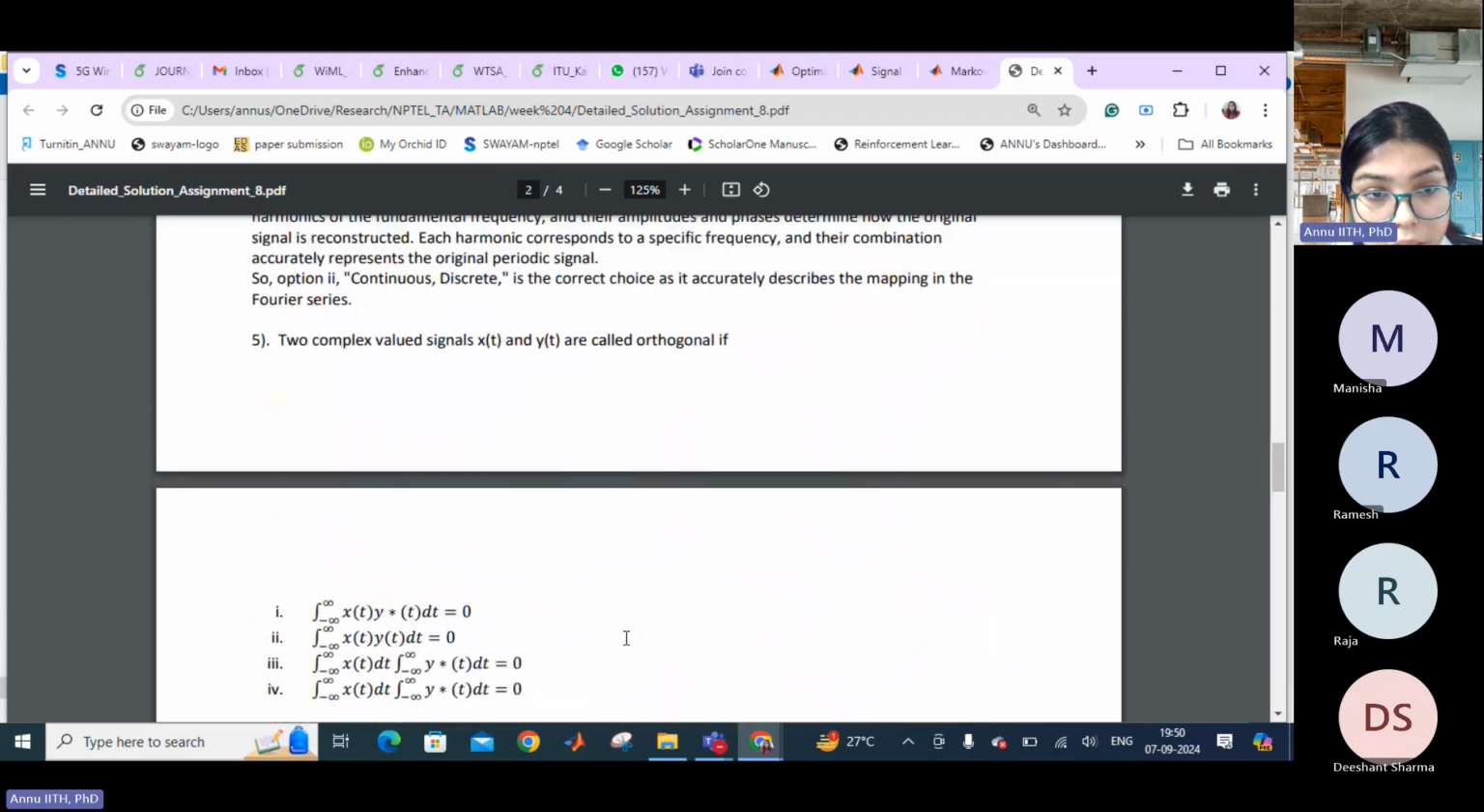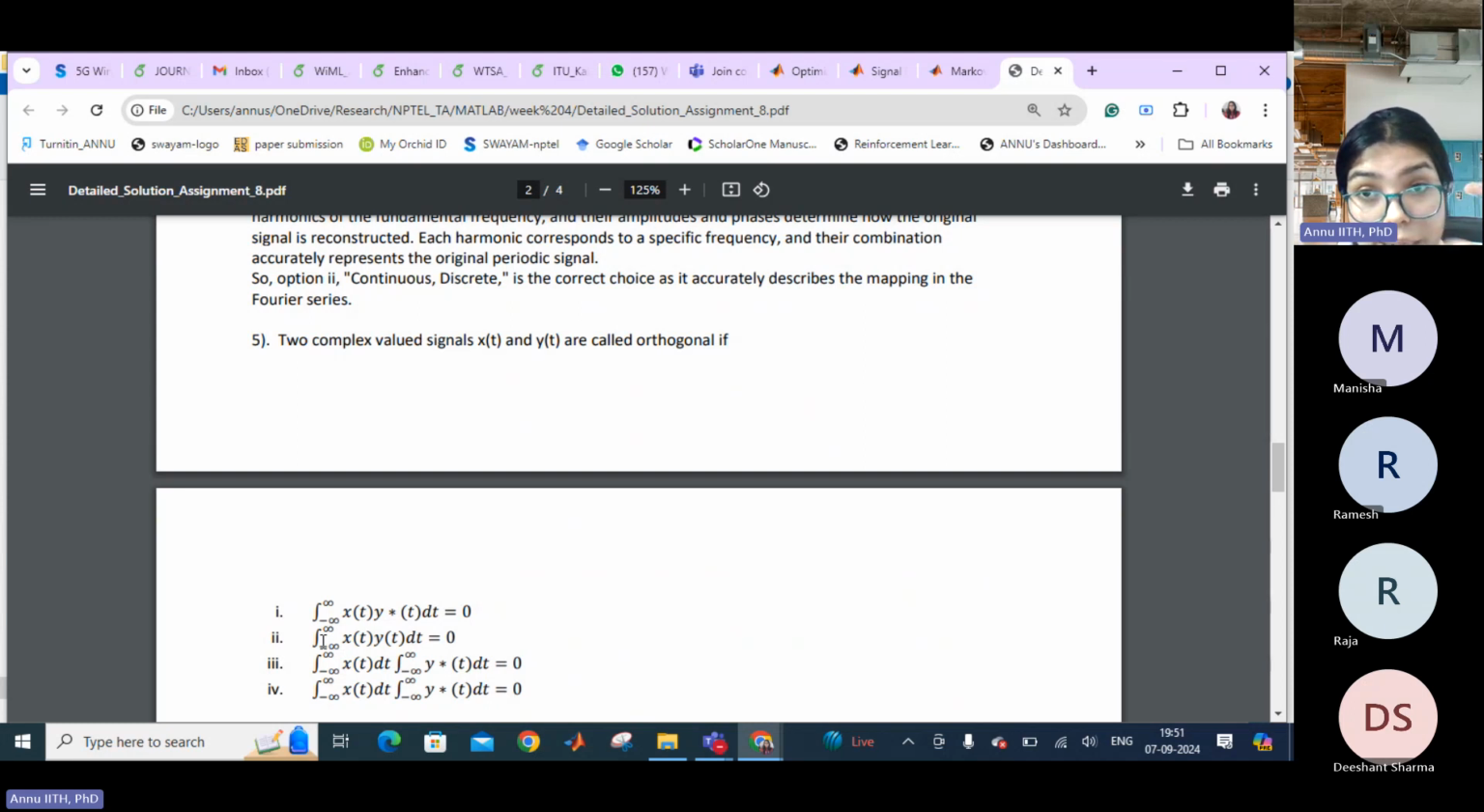Two complex valued signals x(t) and y(t) are called orthogonal when their inner product is zero. The inner product in the time domain is nothing but x transpose y equals zero, where you are summing it. What is the inner product showing? It is a correlation. What is correlation? Correlation shows the similarity between two signals.